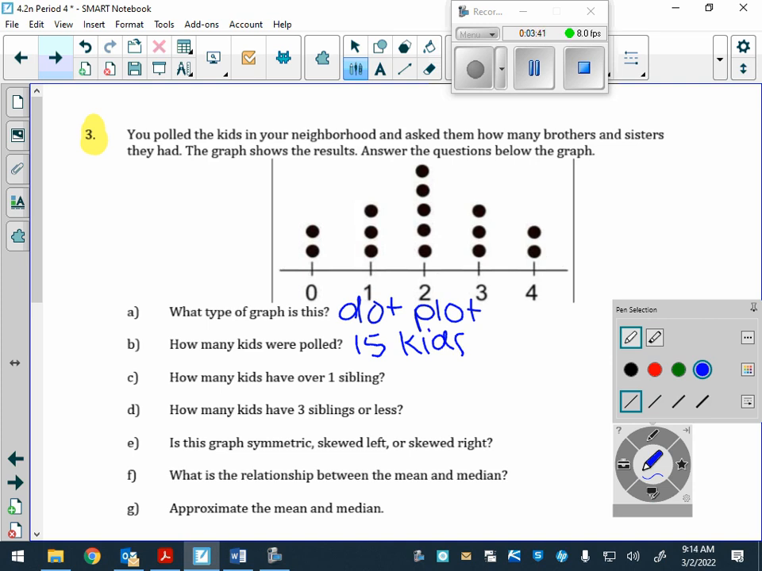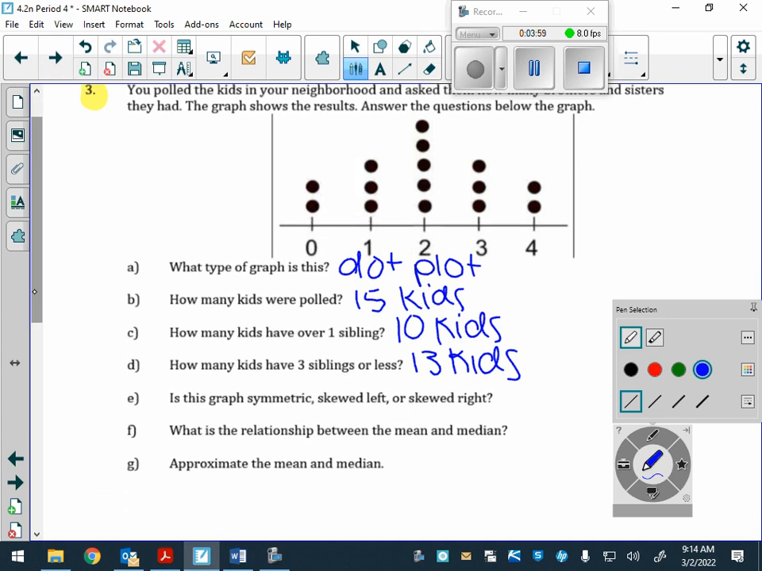How many kids have over one sibling? Jax? 10. Good. How many kids have 3 siblings or less? Riley? 13. Good. Now, would you say this graph is symmetric, skewed left, or skewed right? Kaden? It's symmetric. Good. And what's the relationship between the mean and median? Kaylin? And can we take an estimate approximately what the mean and median would be? Yeah. 2. Okay, that's what it looks like.